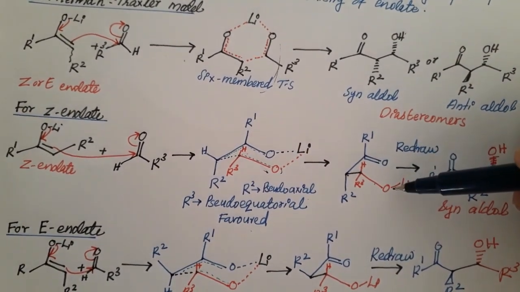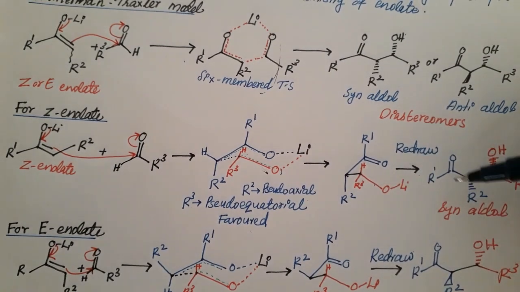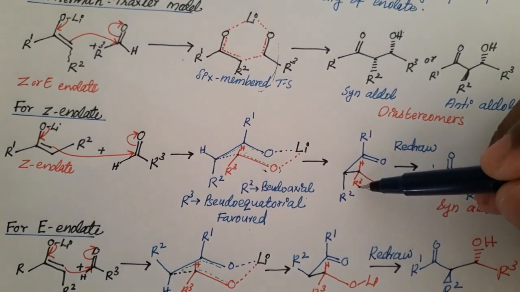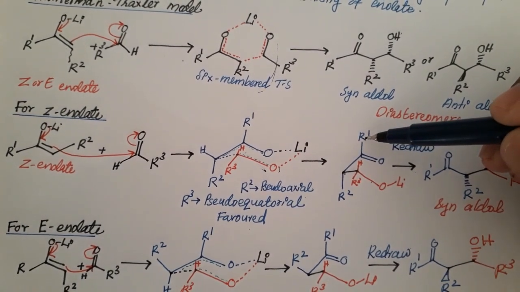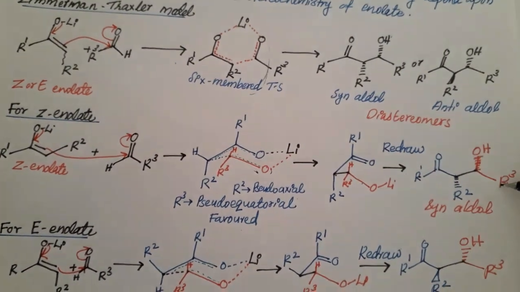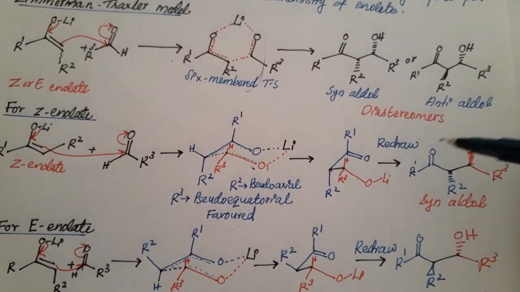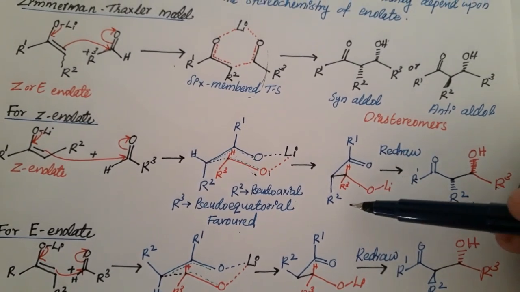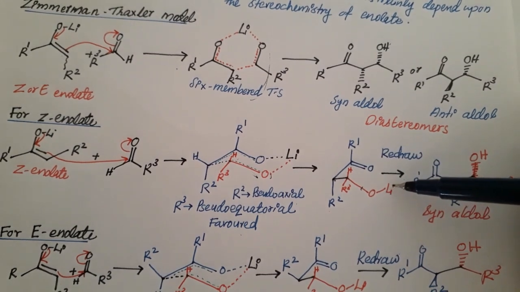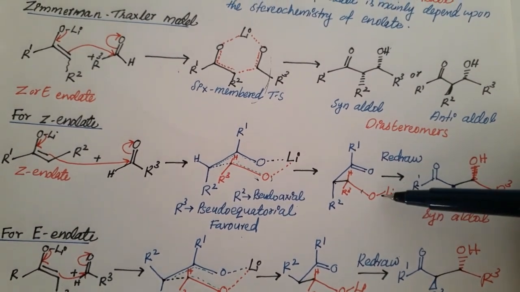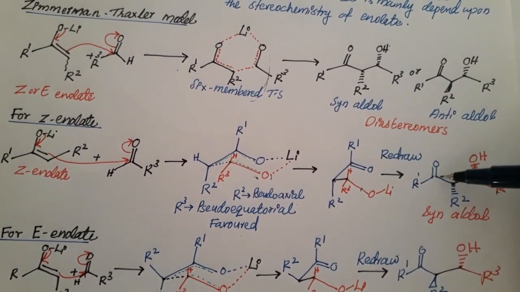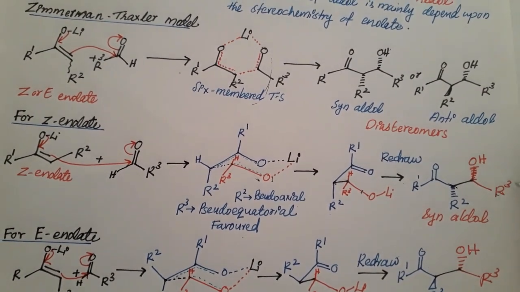Okay, now how can we redraw this into a planar structure? Very easy. You start from R1, you should end up with R3. That is, R1 in one of the terminals, R3 should be in the other terminal. Okay, and beware about R2 and this OH. Lithium will be protonated, it becomes OH. All others should be in the plane of paper. So R1, carbonyl compound, bond, bond, bond, R3.